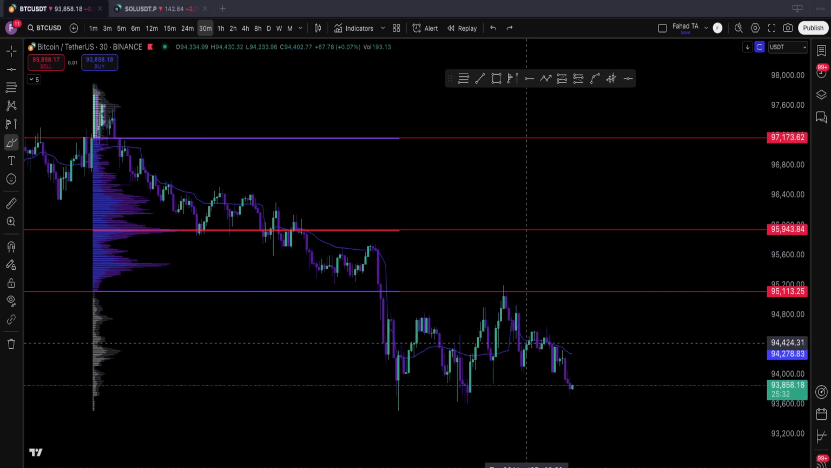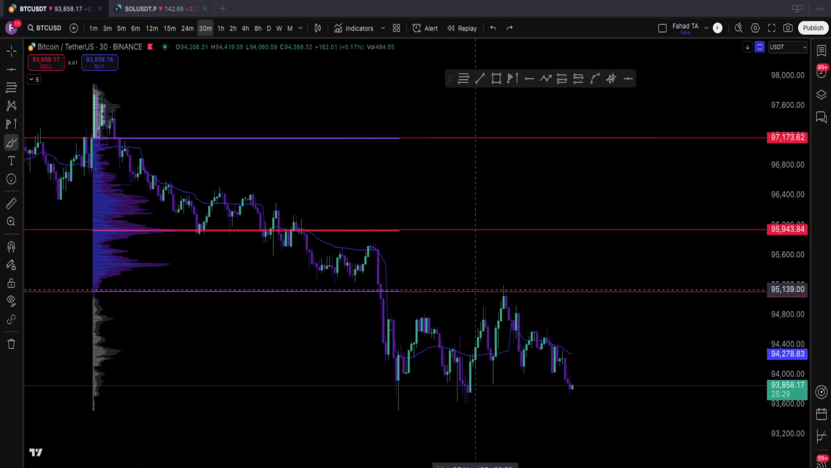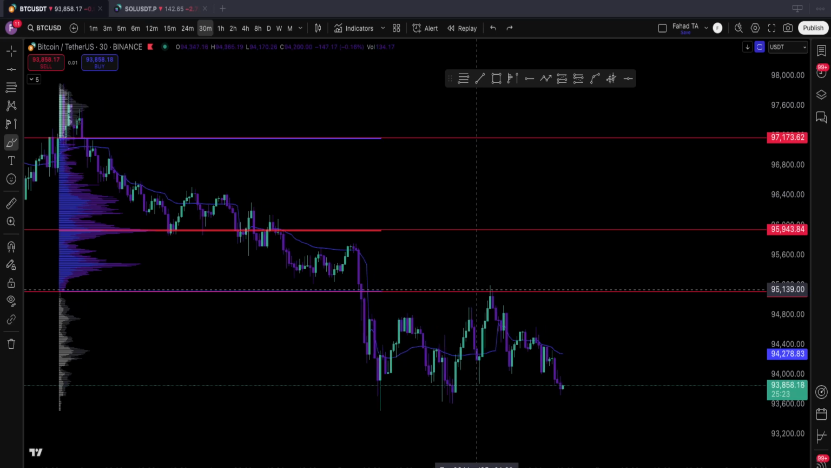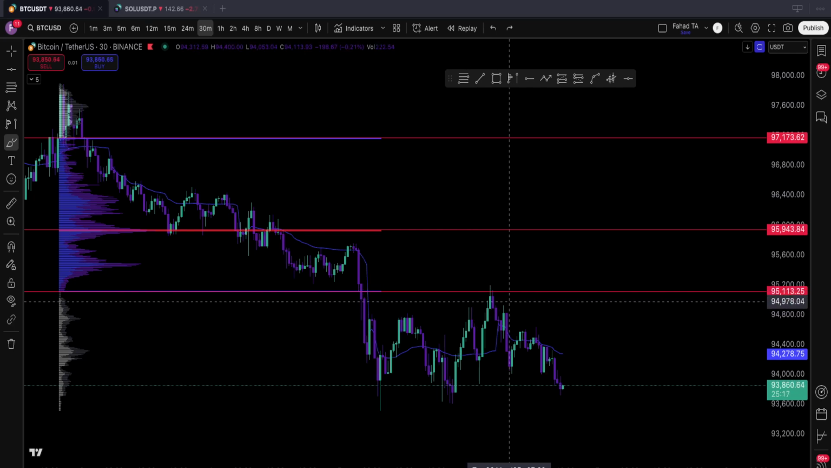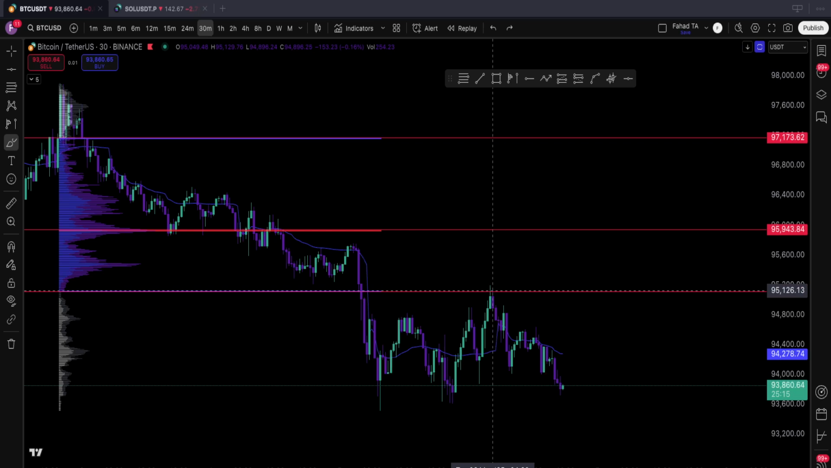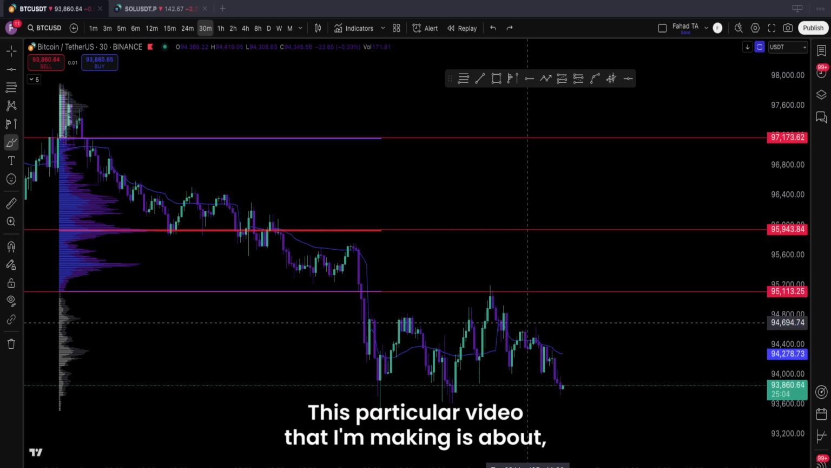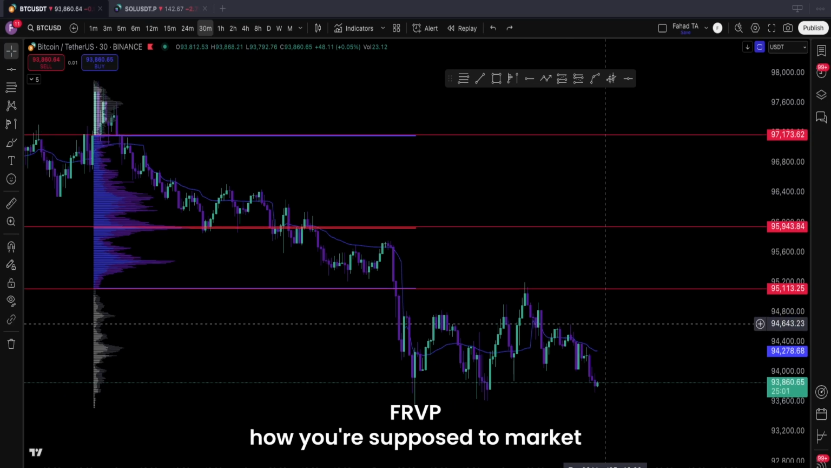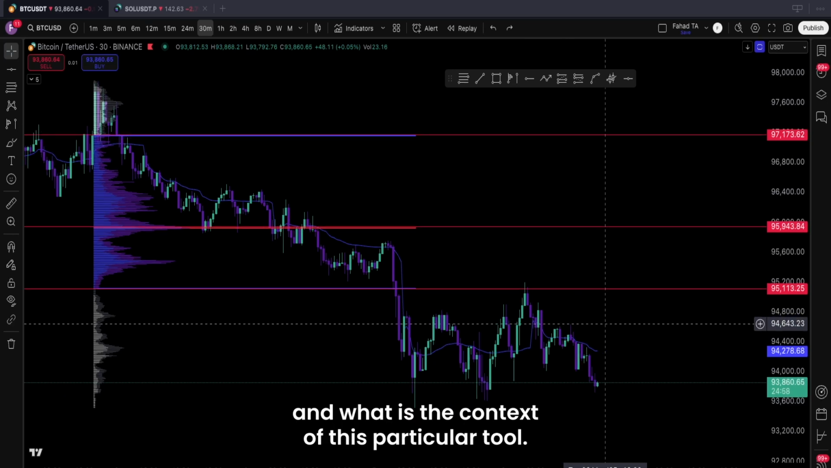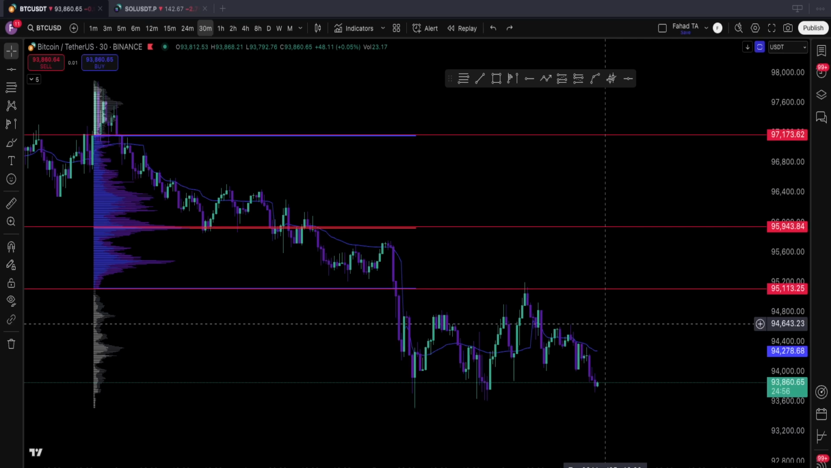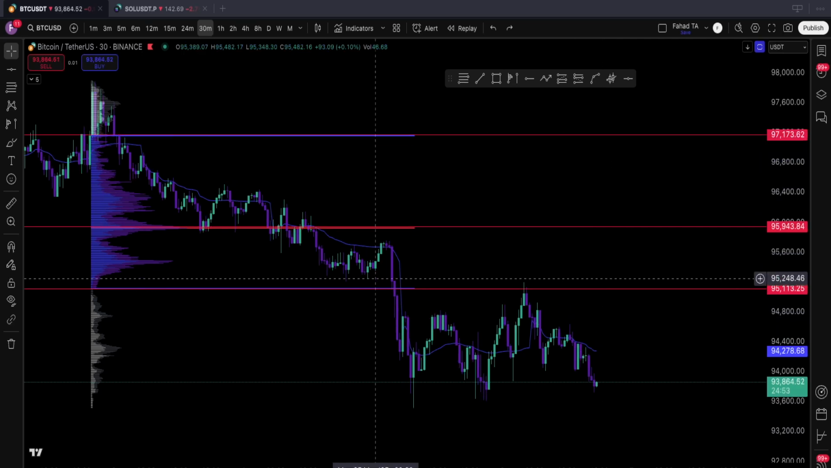So now we've just seen that we got a reaction right from this particular level. Confirmations for these trades can be anything that you go for. You can be looking for some negative pin bars, you can be looking for some engulfing candles and whatnot. Obviously a negative pin bar if you're planning to go into a short trade. If you were planning to get into a long opportunity, you obviously need to see a positive pin bar or any kind of bullish candle that gives you confirmation. Now that is completely based upon strategy. This particular video that I'm making is about FRVP, how you're supposed to mark it, and what the context of this particular tool is. So now I've explained how you're supposed to mark this in a trending market.